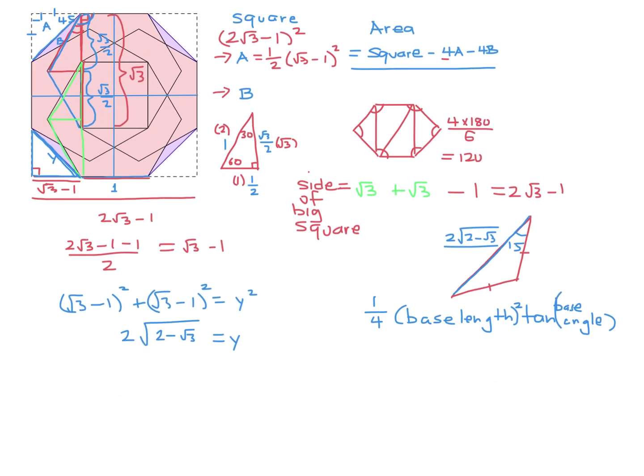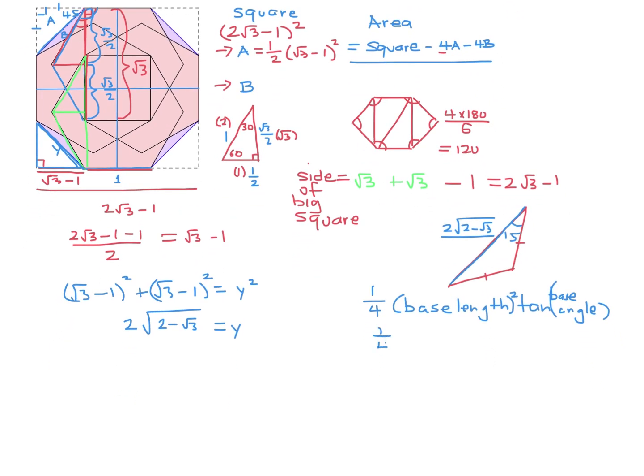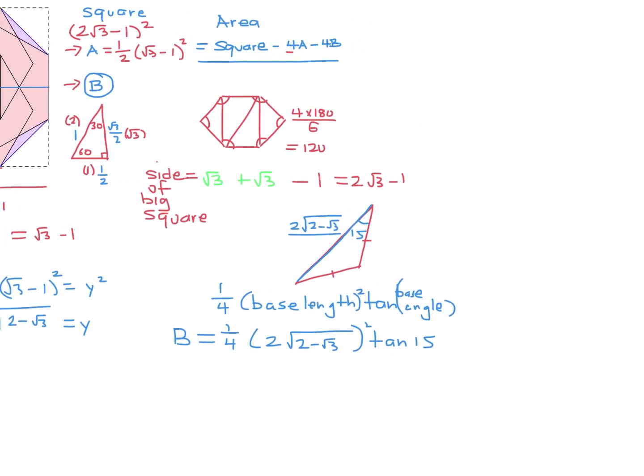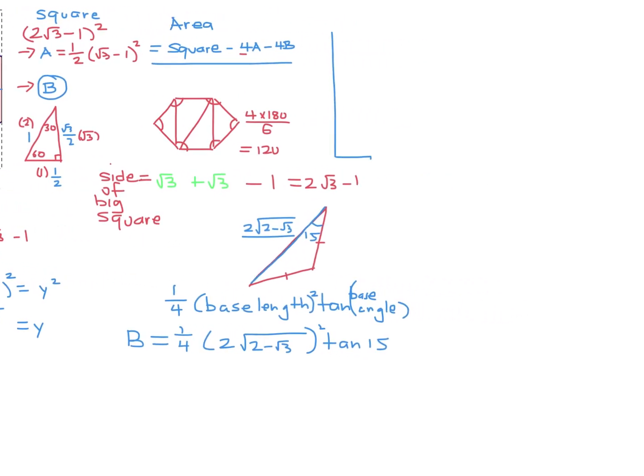So there you go. We have pretty much everything we need. This is 1/4. Base length is 2 minus root 3 all squared, and then the tan of 15. And this is my B up here. Okay, so we got it. We have everything we need, and hopefully there won't be any mistakes, and we'll calculate this now. So let's put this all together. So the area is a square minus 4a minus 4b. Okay, so here we go.